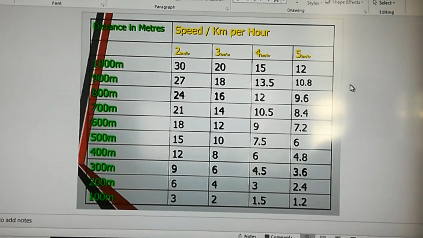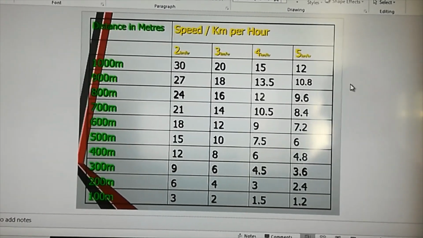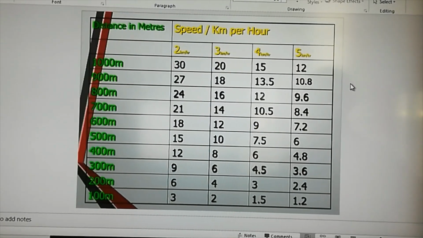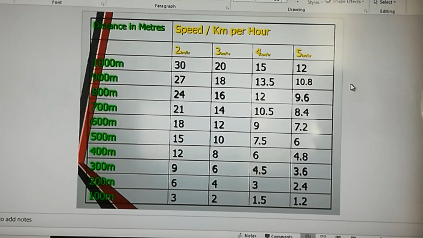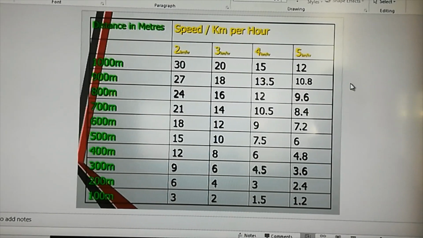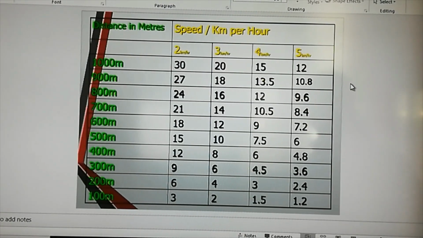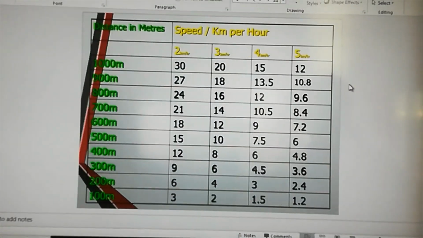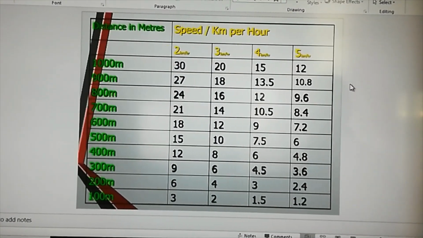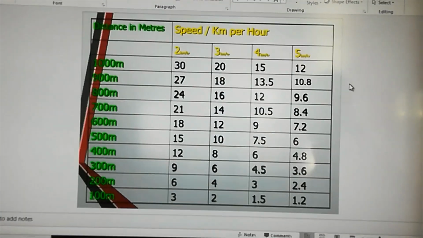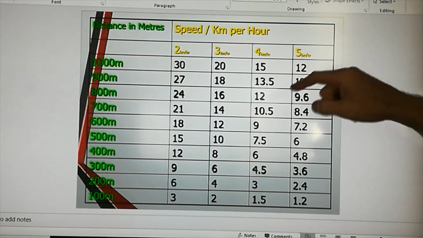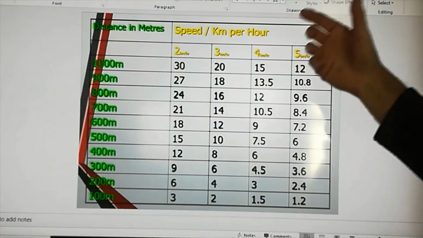Right, guys, you now need some timings on your route card. Because there's maths involved and we're having to work all these things out, I've got a straightforward table here for you, which will make life a lot easier for you. Obviously, down the left, you've got your distances, from 100 metres to 1,000 metres, 1,000 metres being 1 kilometre. Here we've got our speed in kilometres per hour. So 2 kilometres, 3 kilometres, 4, 5.